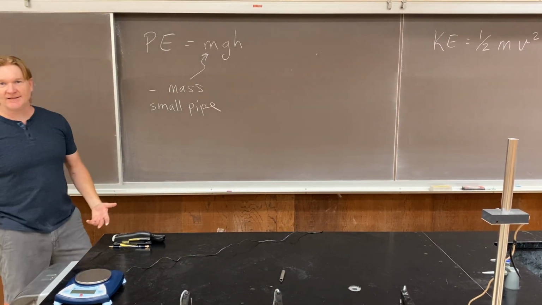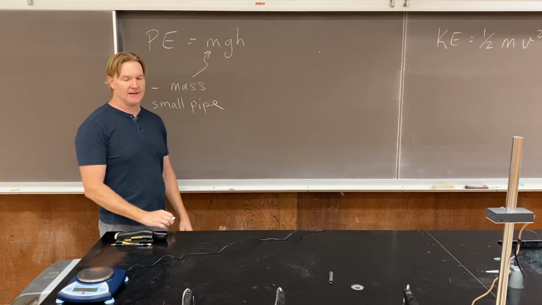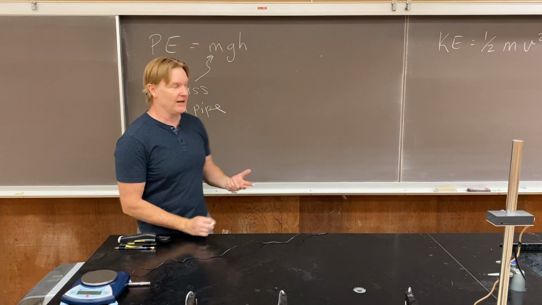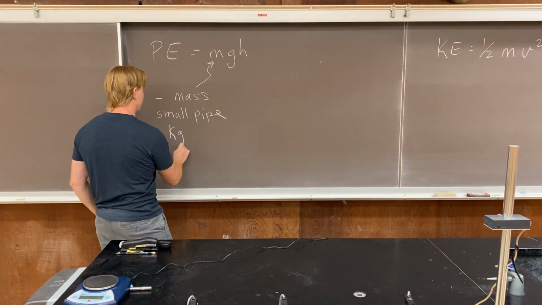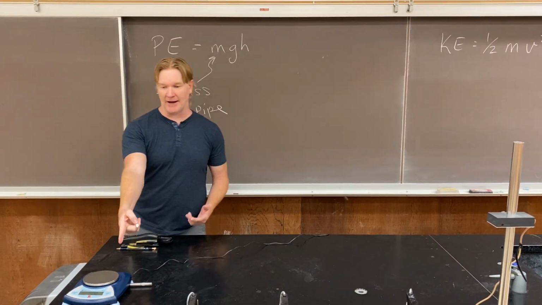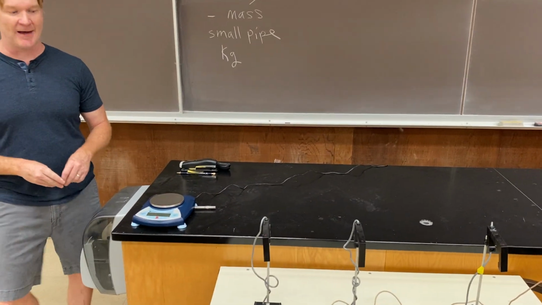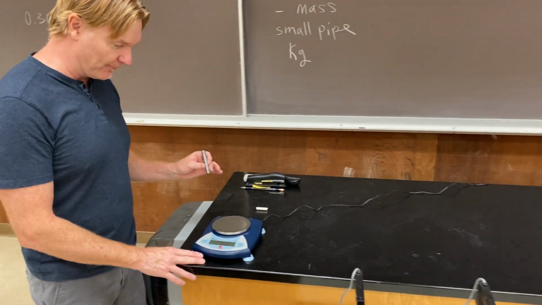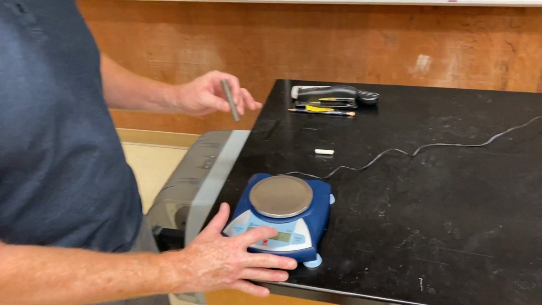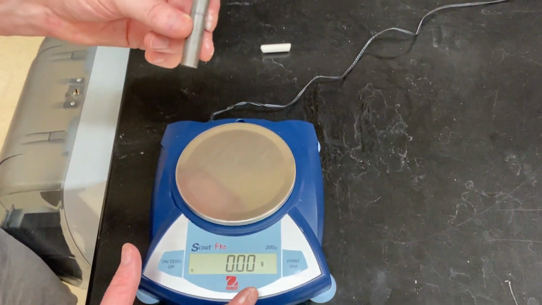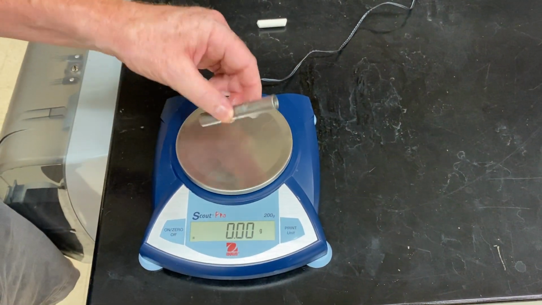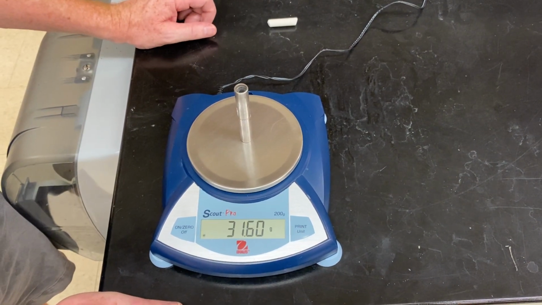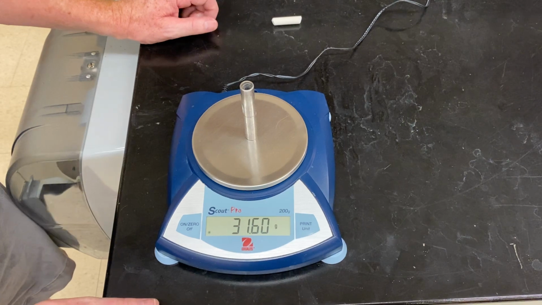And what are the units that we use in these formulas? They're all going to be in kilograms. So we've got to make sure it's in kilograms. The only problem is the little balance that we're about to use isn't going to give us a mass in kilograms. Let's find out what it is. Let's take a look at the balance here. This is a centigram balance, so it's going to give us the mass of this little pipe down to the nearest hundredth of a gram.